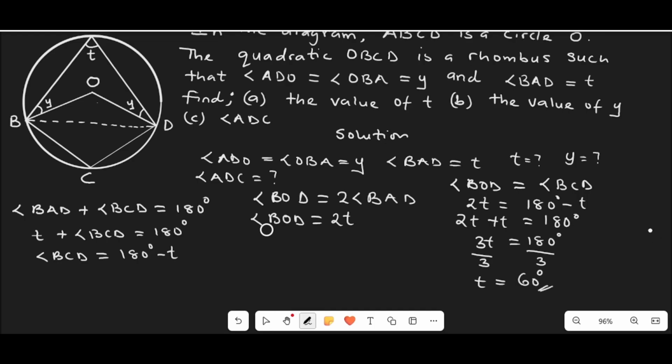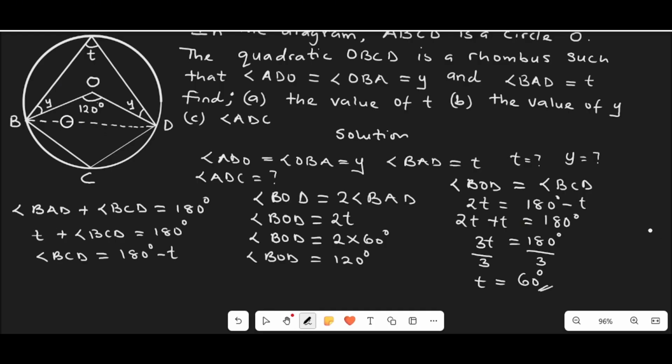Now let us find our center angle BOD. So angle BOD equals 2 multiplied by 60 degrees. Angle BOD equals 120 degrees. That means this angle is equal to 120 degrees.